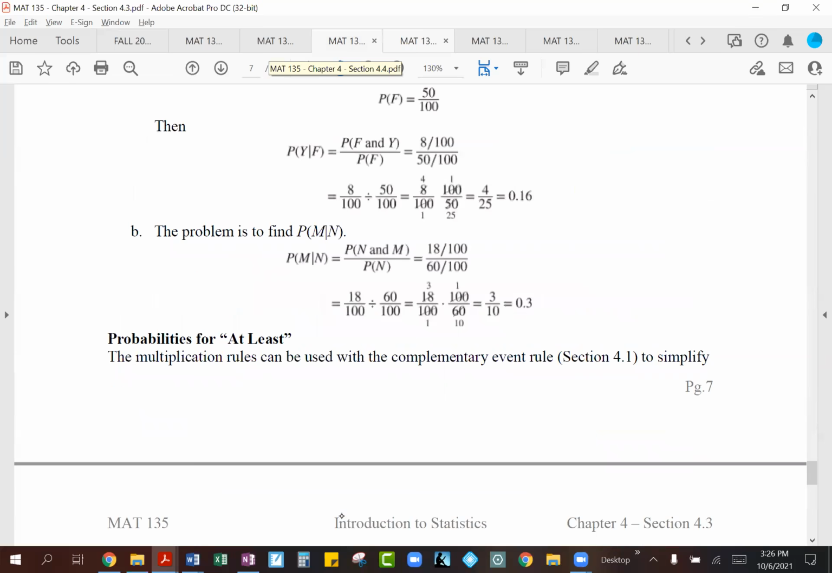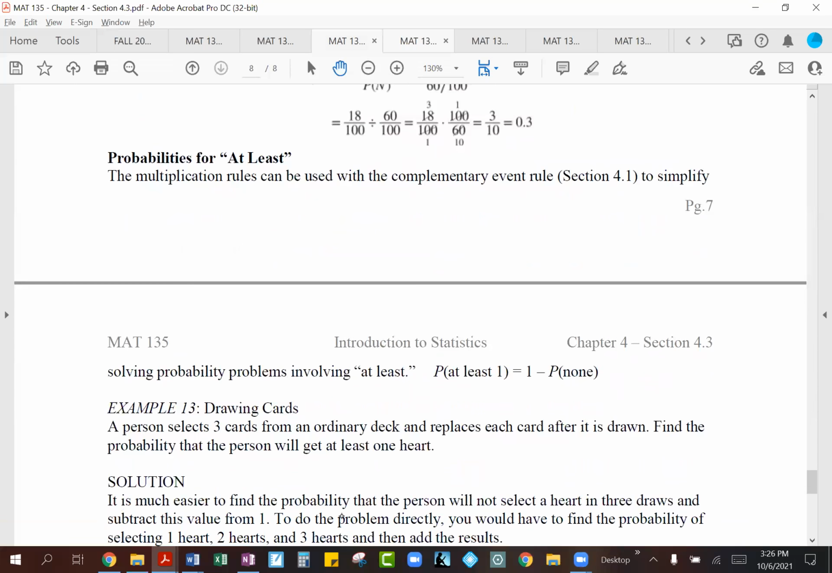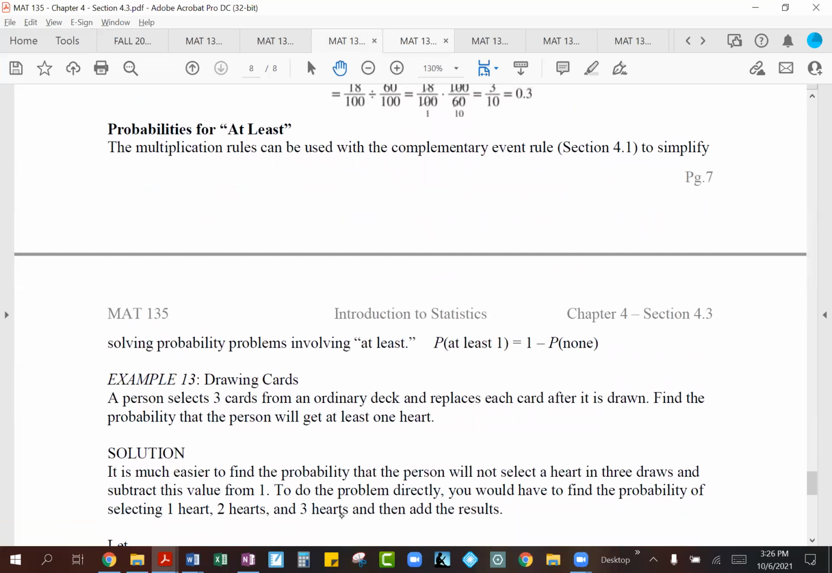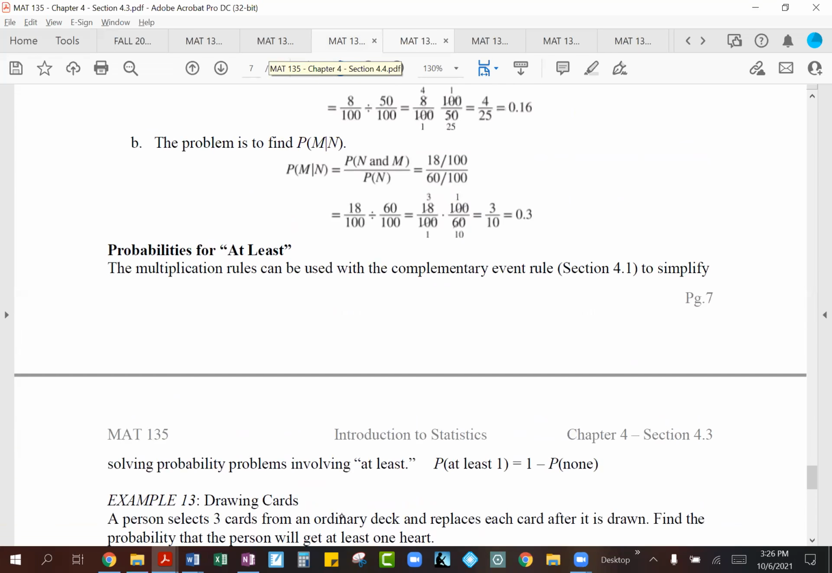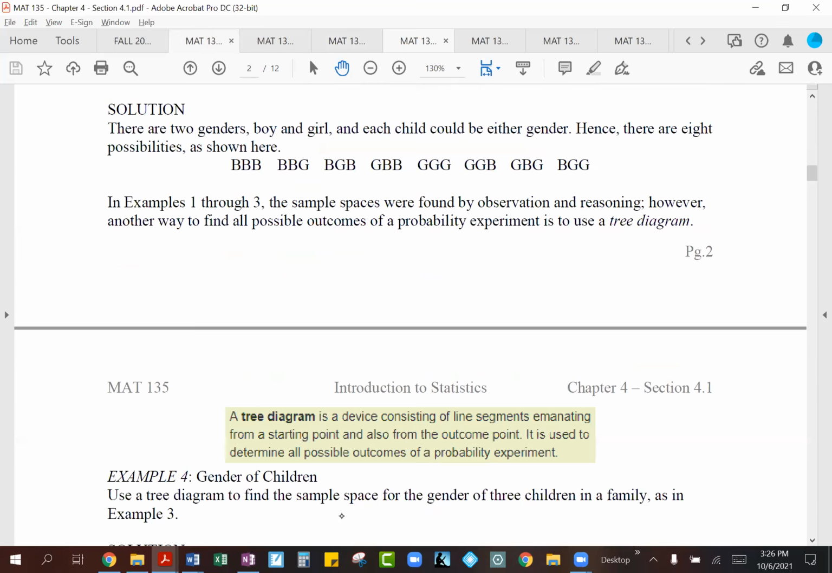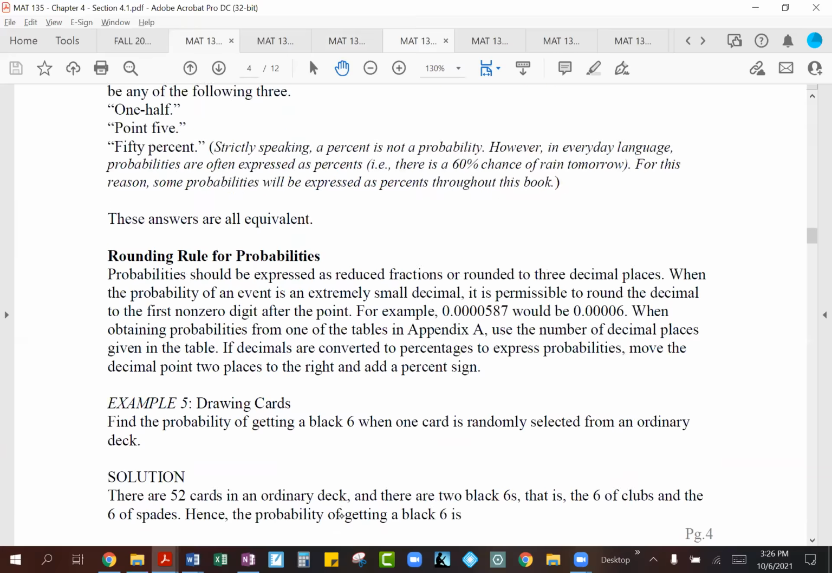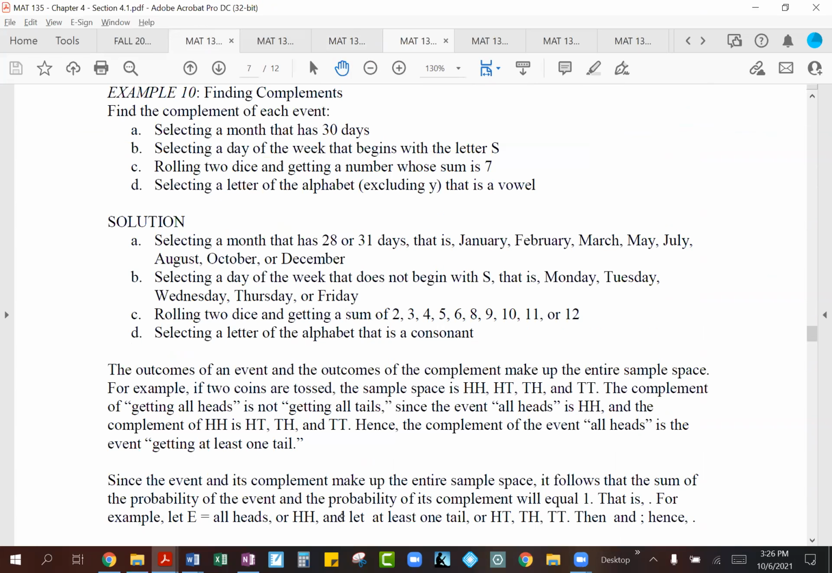These were counting rules. Okay, so they're talking about how we can use probabilities of multiplication rules to help us calculate probabilities of an at least event along with the complementary event rule, which we saw in 4.1. There we go.